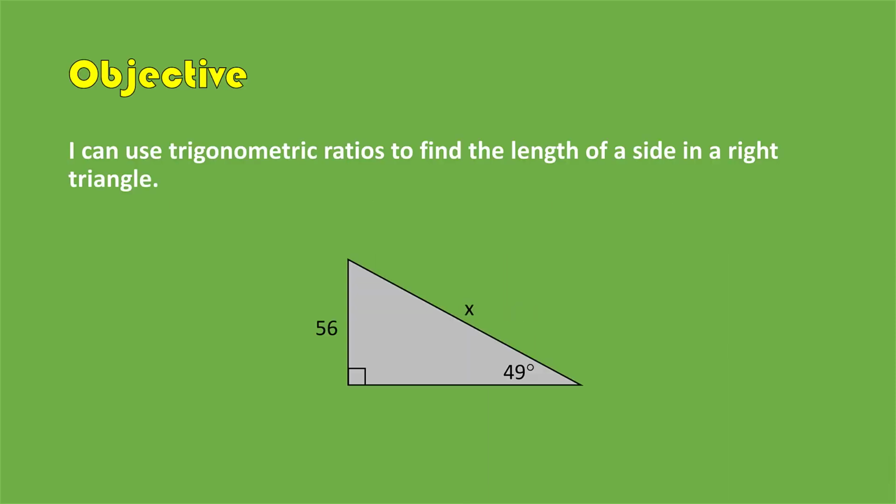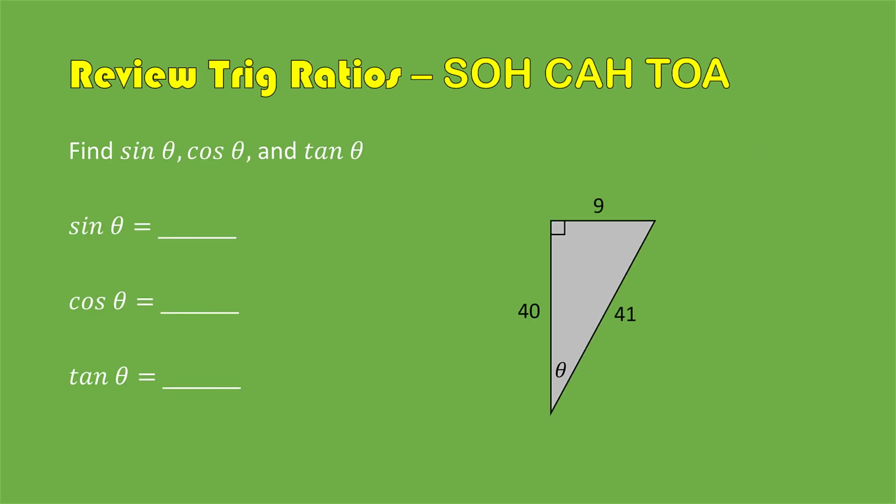So the objective of this lesson is to be able to use a trigonometric ratio to find the length of a side in a right triangle. So problems that look like this. Let's start off by reviewing our trigonometric ratios.